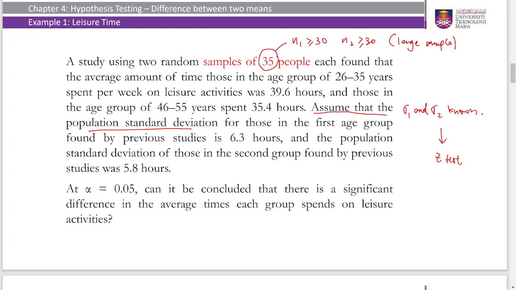And using alpha as 0.05, can it be concluded that there is a significant difference in the average time each group spent on leisure activities? So we only check, is there any significant difference? Okay, there is no direction. This is non-directional, so that means this will be a two-tailed test, sebab tidak ada direction. Sama ada dia lebih besar ataupun lebih kecil, so tak ada. So bila two-tailed test, you have the hypotheses to be equal and not equal. Alright.